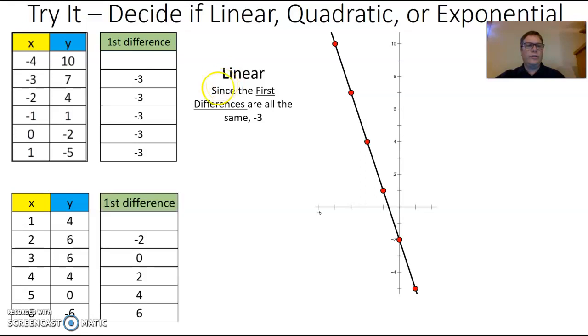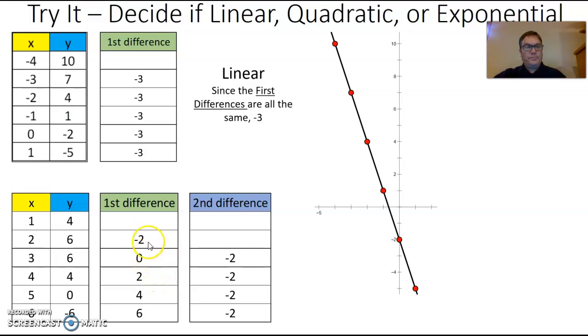All right, so you go through the first differences, and they are not the same. So this is not linear. You go through the second differences. So I'm going to go 2 minus 0, 0 minus 2, 2 minus 4, and it doesn't actually matter which direction you go as long as you go the same direction for each one of them. I went 2 minus 0, 0 minus 2, 2 minus 4. That's how I found my second differences, and they're all the same.